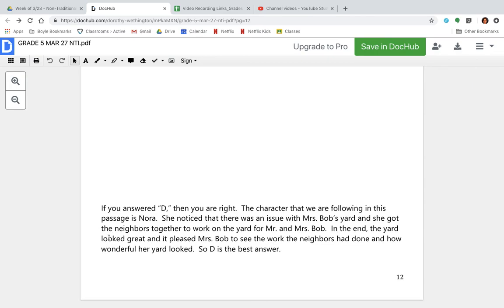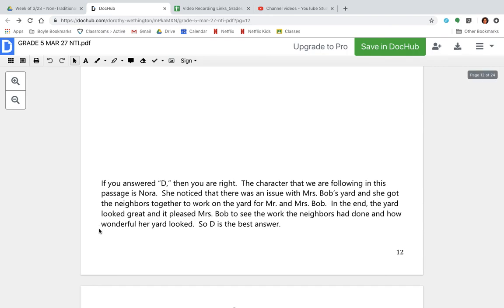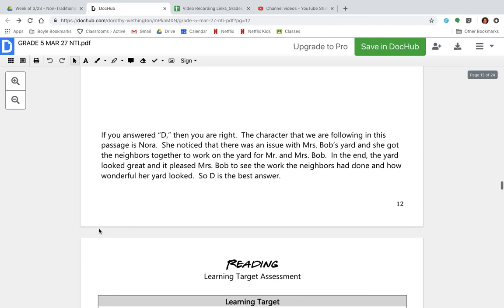If you answered D, then you are right. The character that we are following in this passage is Nora. She noticed that there was an issue with Mrs. Bob's yard, and she got the neighbors together to work on the yard for Mr. and Mrs. Bob. In the end, the yard looked great, and it pleased Mrs. Bob to see the work the neighbors had done and how wonderful her yard looked. So D is the best answer.